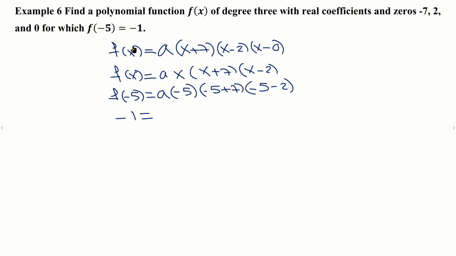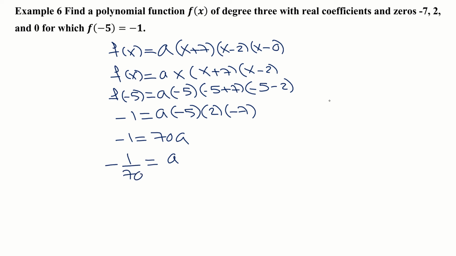On this side, we have a times negative 5 times negative 5 plus 7 is 2, and negative 5 minus 2 is negative 7. So we have negative 1 equals, now that's negative, so negative times negative is positive, so we're going to have 70, right? So 70a. So a is going to be negative 1 over 70.